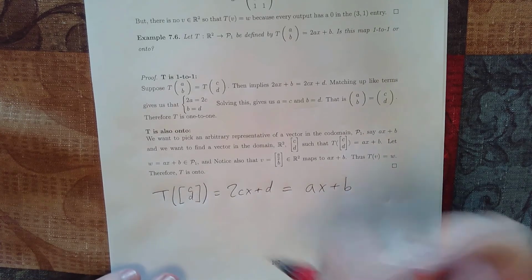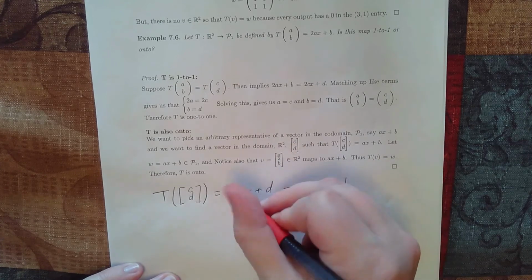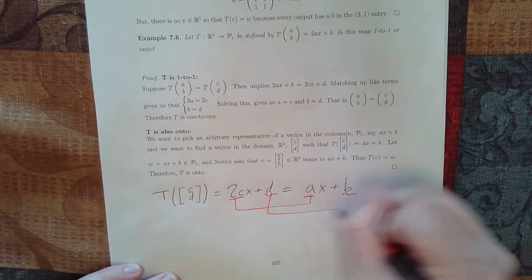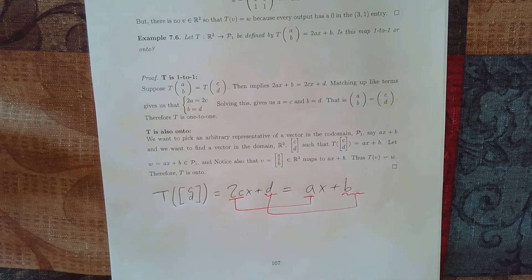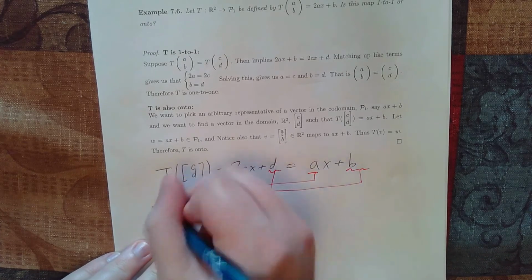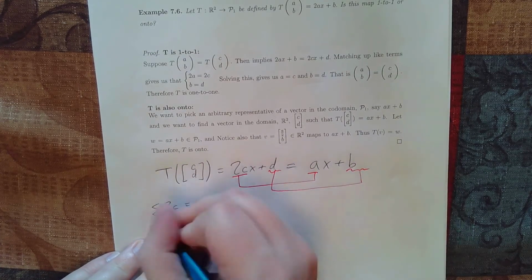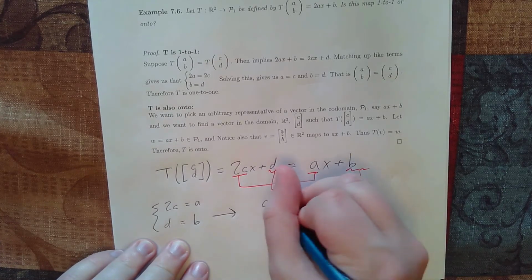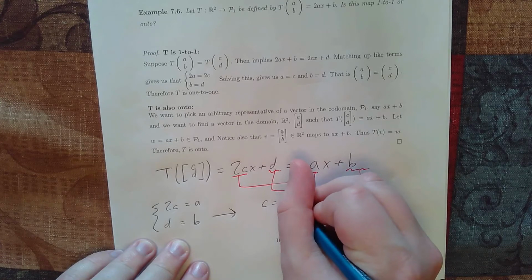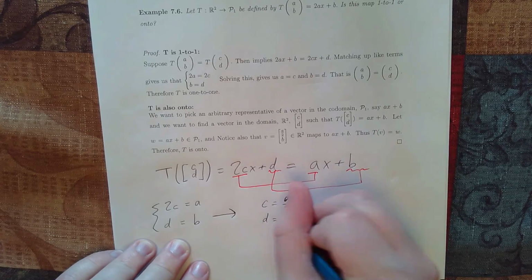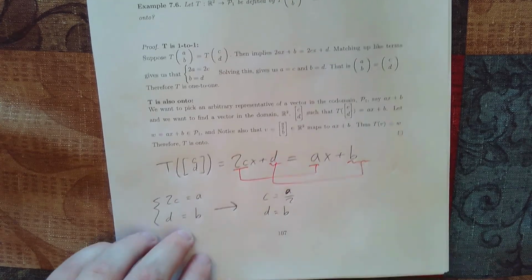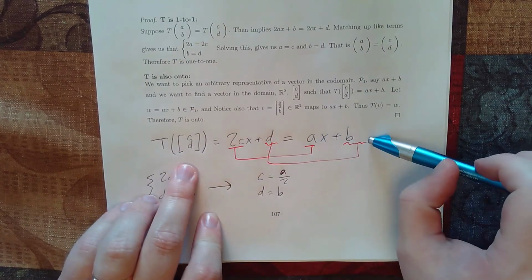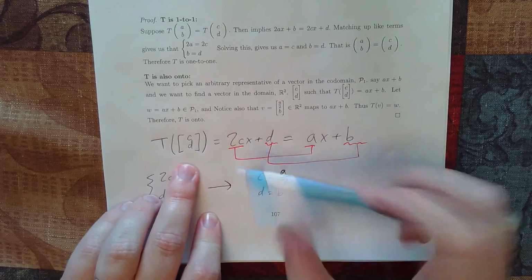So again, we'll create a system of equations. We'll compare our coefficients for the X portion. We'll compare our constant portions. And what we get is a system of equations that says that 2C equals A and D equals B. And we can see from this that C equals A over 2 and D equals B. So the question really is if we could find some way of getting AX plus B no matter what it was using our function.